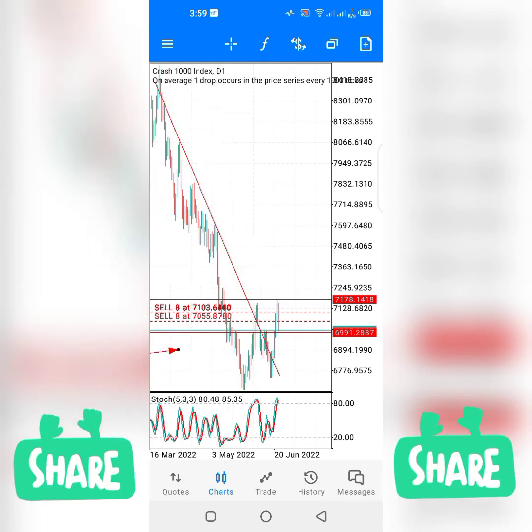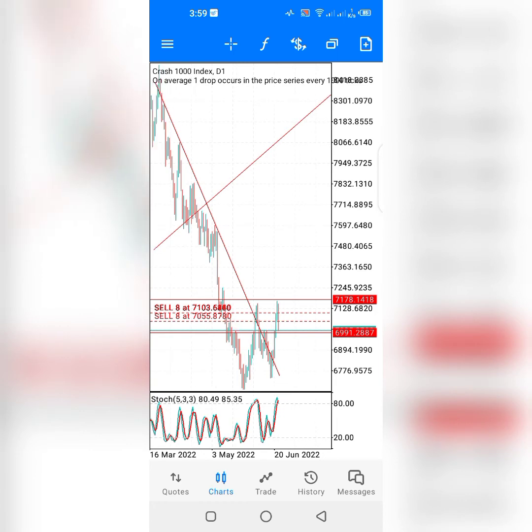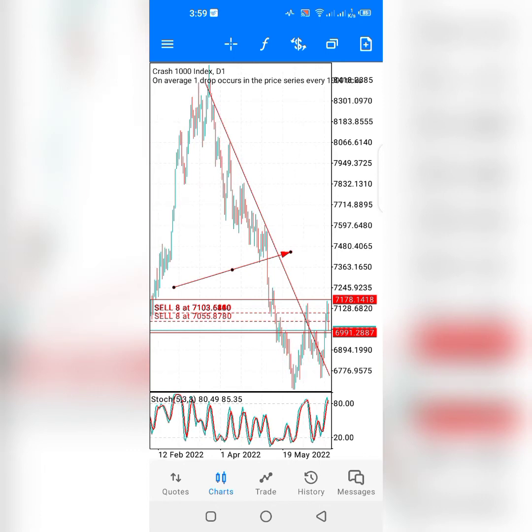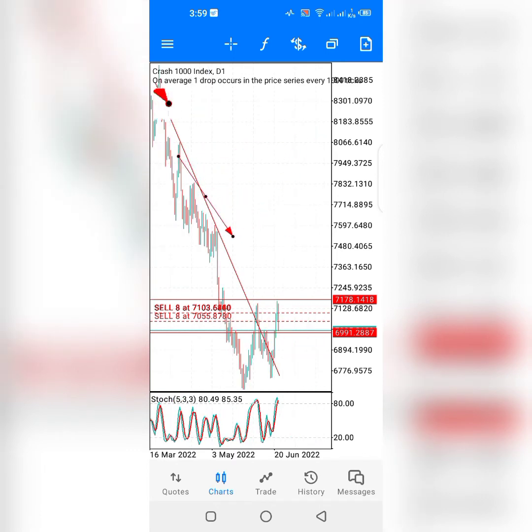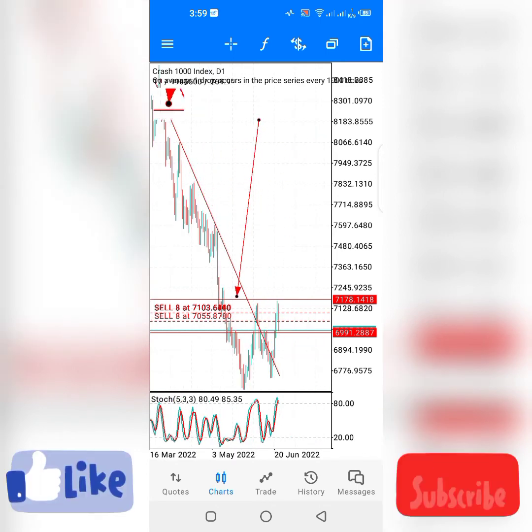So that's exactly what is happening on H1 time frame. But I would not want you to forget that when you're doing your analysis on higher time frame, you have to do your execution on lower time frame.